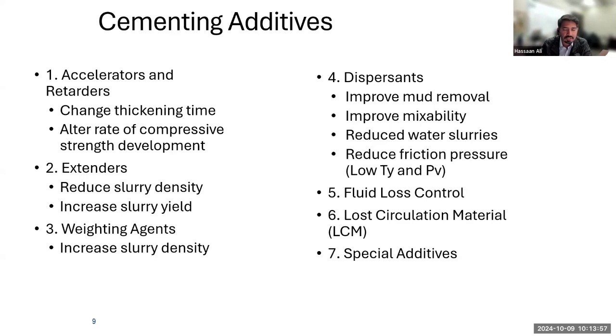We have extenders which can reduce the densities or change the slurry yield strength. Then we have weighing agents which can increase the density of the slurry, so your slurry becomes more and more thick and viscous. Then we have different types of dispersants, H2S prevention or H2S mitigation additives. We have different types of fluid loss control or lost circulation material, different types of chemicals that are added to that cement, which makes it very different.